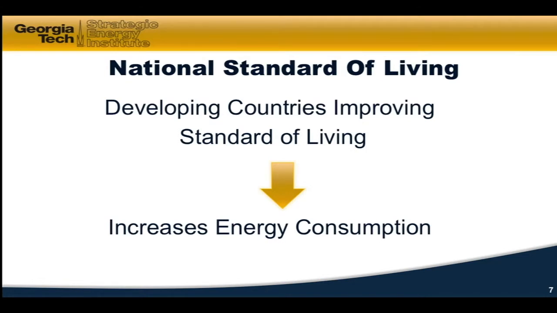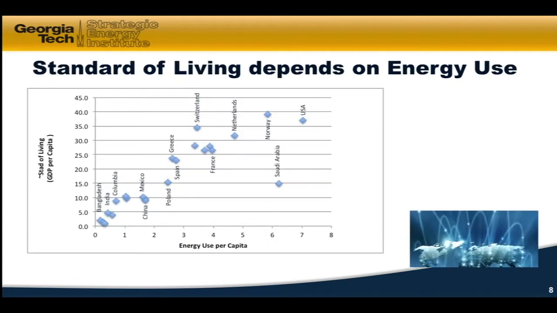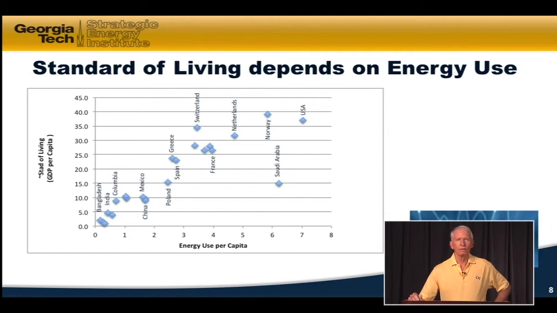There's a linkage between standard of living measured by gross domestic product and energy consumption. So let's look at some quantitative data here. This is a plot on the vertical scale that shows gross domestic product per capita, and there's plotted on that graph several countries. Along the horizontal axis is the energy use per capita. So we are plotting the gross domestic product per capita on the vertical scale versus energy use per capita.